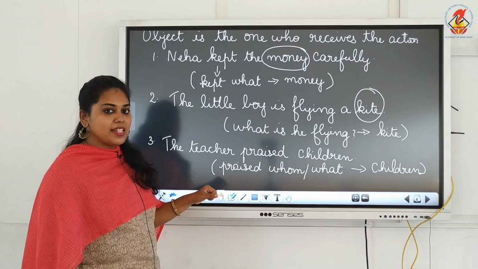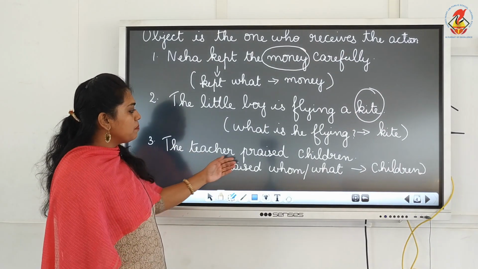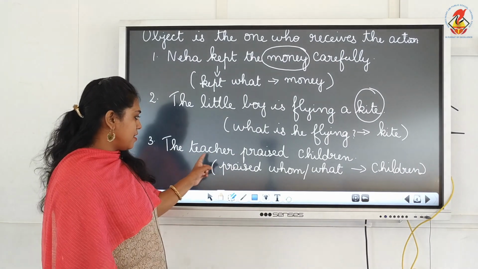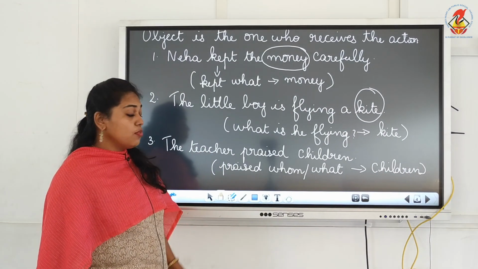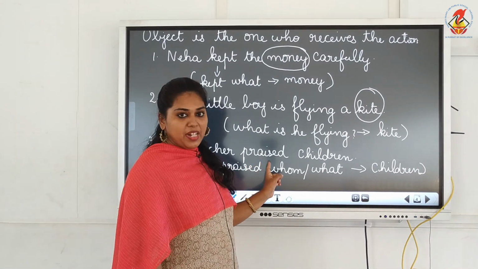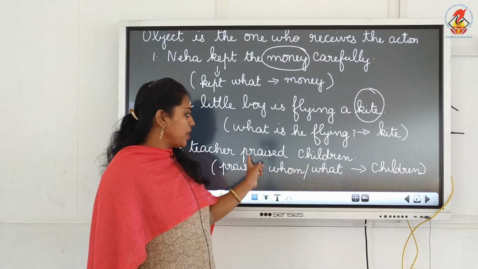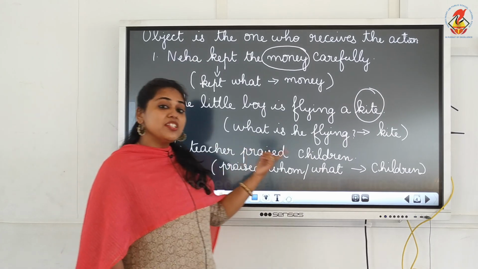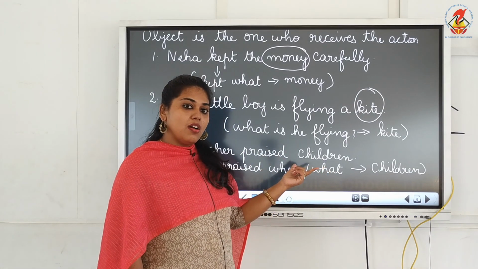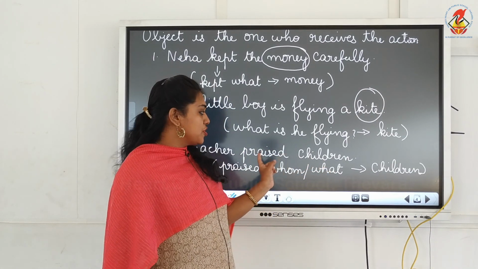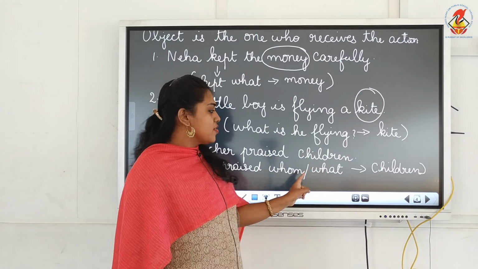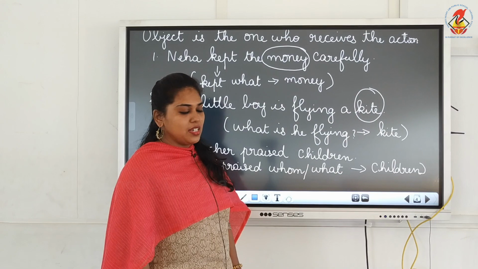Now, let us look at the next example. The teacher praised children. What is the subject here? Yes, teacher is the subject. What did she do? She praised children. So, praised is the verb here. Whom did she praise? Or what did she praise? She praised children. The teacher praised children, right? So, children is the object here.